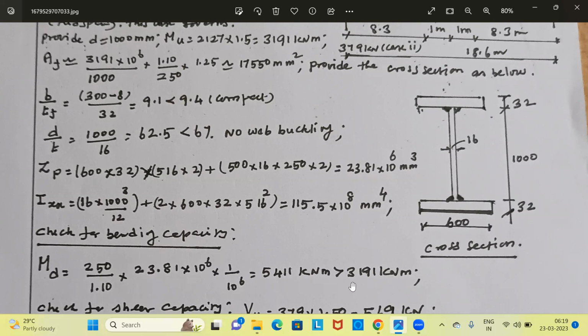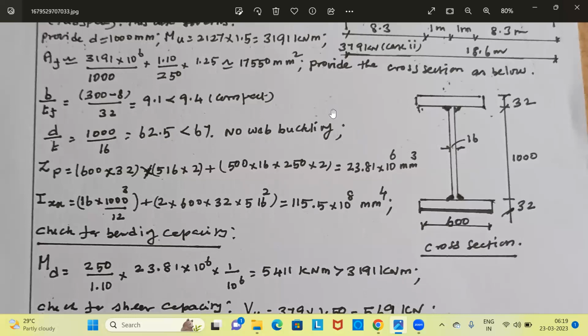This is greater than the factored bending moment of 319 kilonewton meter. Therefore, it is okay from bending moment capacity consideration. Bending capacity is higher than the factored bending moment. Bending capacity is 5411 kilonewton meter and factored bending moment is 319 kilonewton meter. It is okay. Now let us calculate the shear capacity.